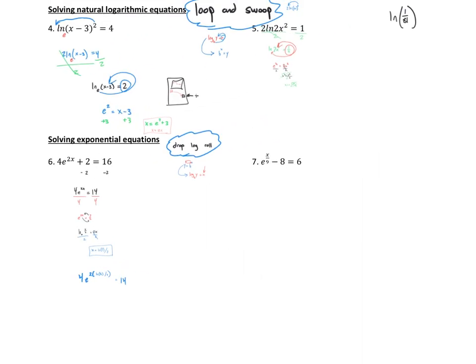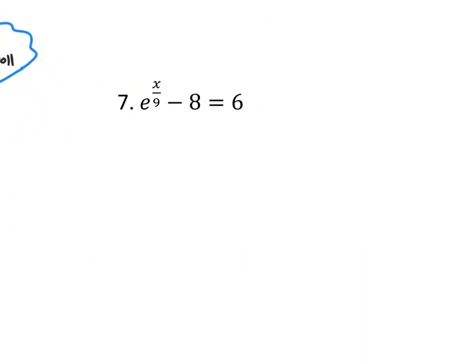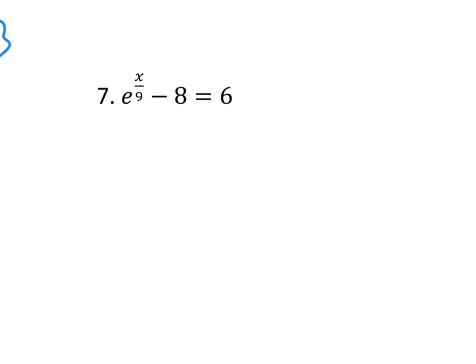So let's try another one. And once again, these are very messy, and that's okay. These are the hardest types of equations that we solve. So we add 8 and add 8. We have e to the x over 9 power is equal to 14. And now we're ready for a drop, log, and roll.